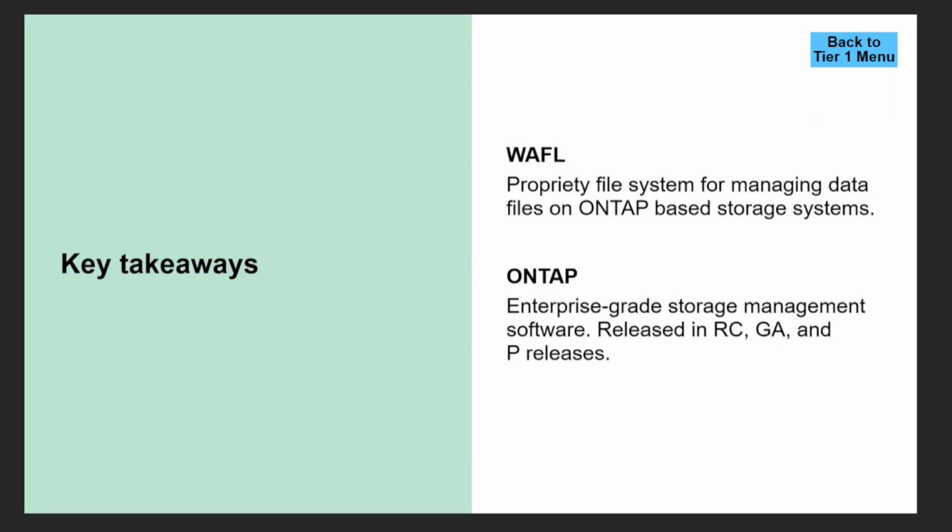WAFL is a proprietary file system designed to provide better performance than competing file systems. ONTAP is the software that works with WAFL in order to provide the best storage systems in the industry. ONTAP software is released in stages known as Release Candidate and General Availability. Later releases incorporating bug fixes are known as patch releases.